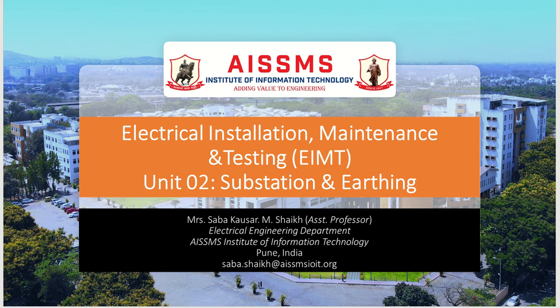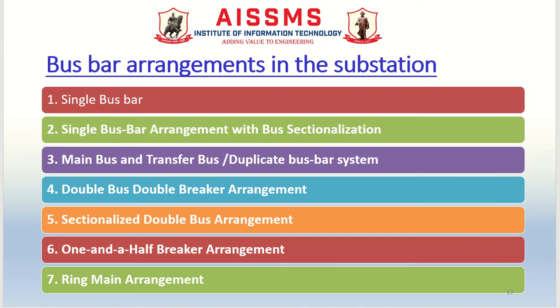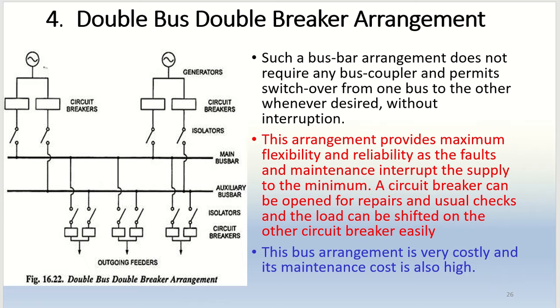In the last video, we have already seen the different busbar arrangements in a substation. We have covered so far single busbar arrangement with bus sectionalization, main bus and transfer bus, or duplicate busbar system. In this video, we shall cover double busbar double breaker arrangement, sectionalized busbar double bus arrangement, 1.5 breaker arrangement and the ring main arrangement. Let us start.